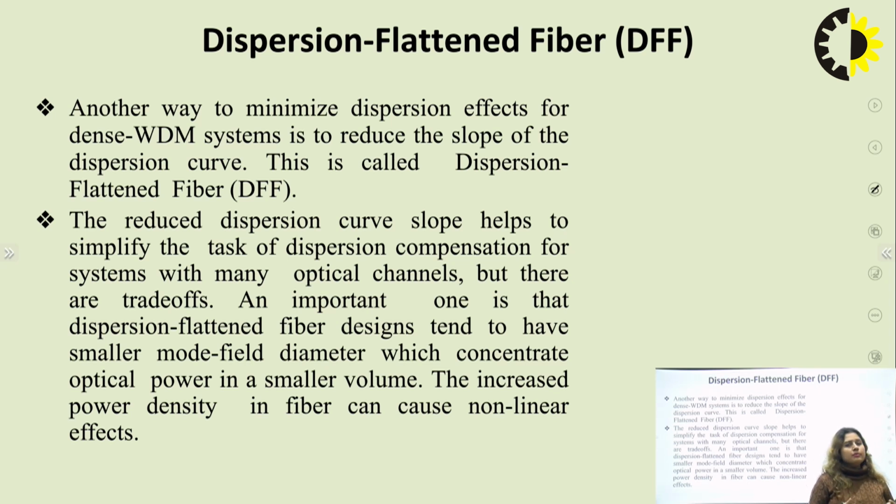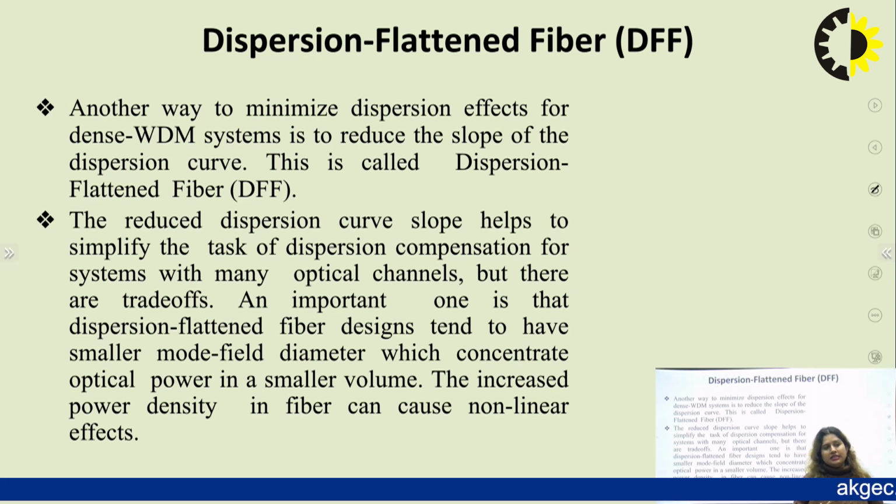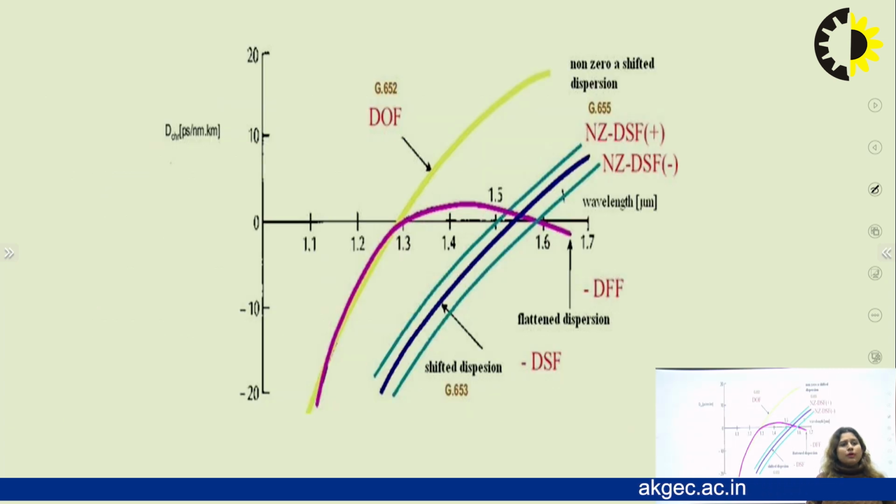So when you increase the power from the laser, it will definitely cause some non-linear effects in these types of fibers, dispersion flattened fibers. You can see from the curve that it is between wavelength and the dispersion parameter, which is in picosecond per nanometer per kilometer. Here we have a zero material dispersion wavelength at 1.3, that is 1310 nanometer.